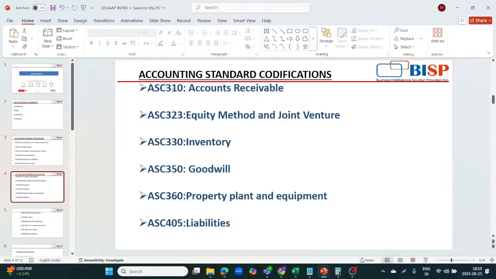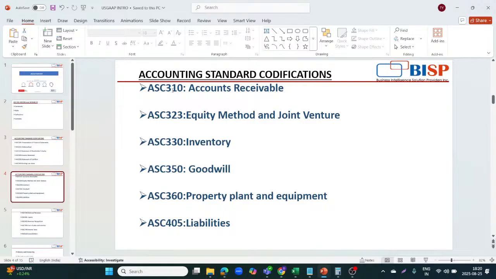Now following on, we have ASC 310, that is accounts receivable. So this standard comprises 4 subtopics. First, it's your non-refundable fees and other costs, and debt securities acquired. Then you have loans and debt securities acquired with deteriorated credit quality, and troubled debt restructured by the creditors.